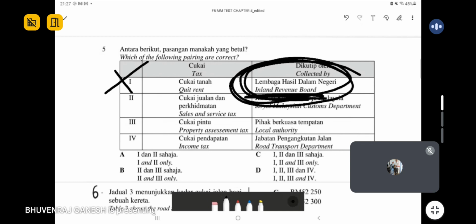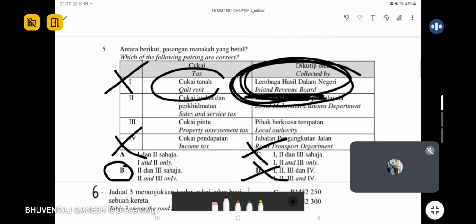So number one is automatically wrong because they say it's Cukai Tanah. Okay, so that means every answer here is wrong. So the final answer is B only. Am I right? So the rest, you no need to check also. So the answer is automatically B. Okay, guys? Can you understand?